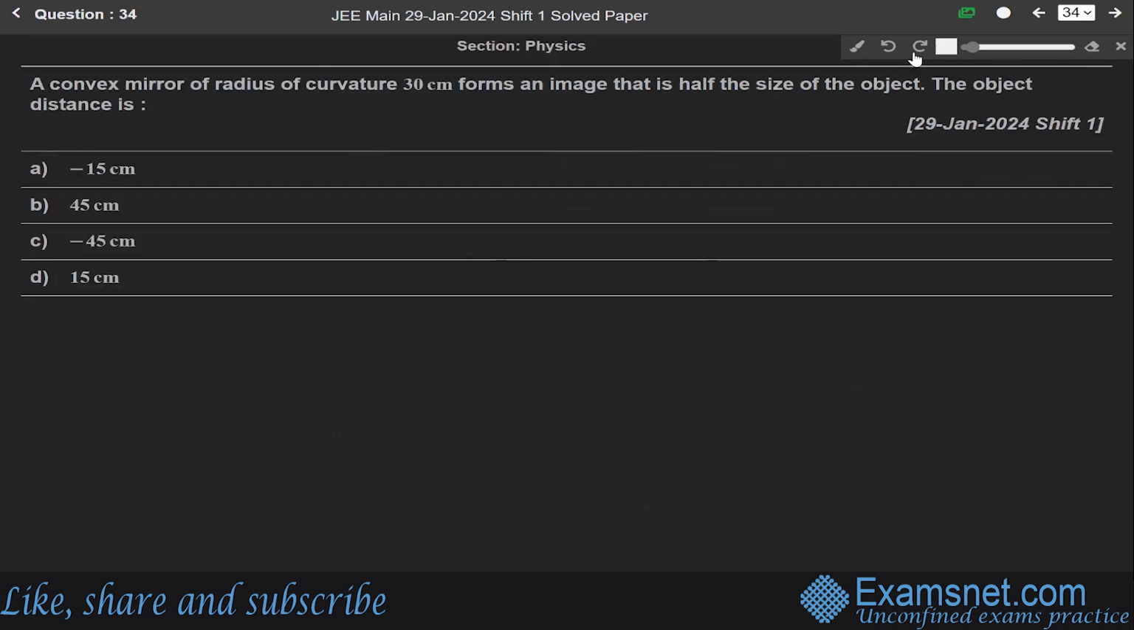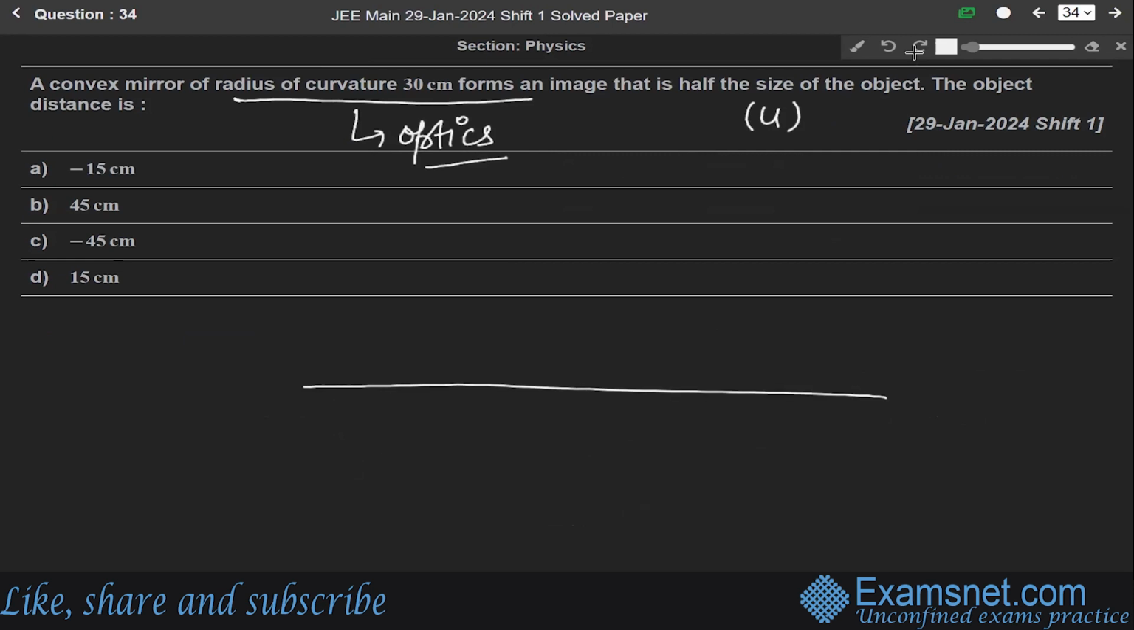Now next question, question number 34. According to this question, a convex mirror of radius of curvature 30 centimeter forms an image that is half the size of the object. We have to find the object distance u. This question is from the chapter of optics. Let us draw it first.